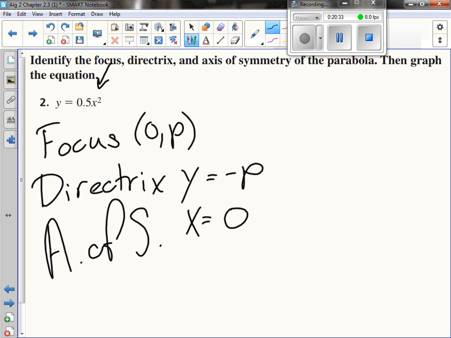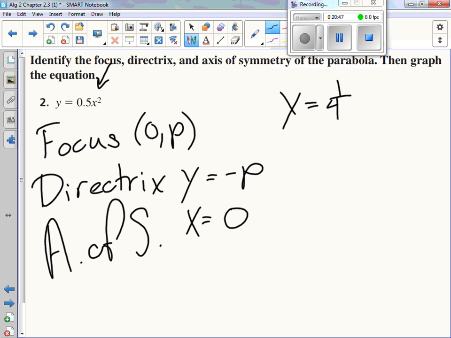And this is coming straight from our core connection, these equations, because when y equals 1 over 4p x squared, when the x is squared, this information is true. It holds true. So we're comparing it to this general equation, y equals 1 over 4p x squared. Now the equation we have is y equals 0.5x squared.